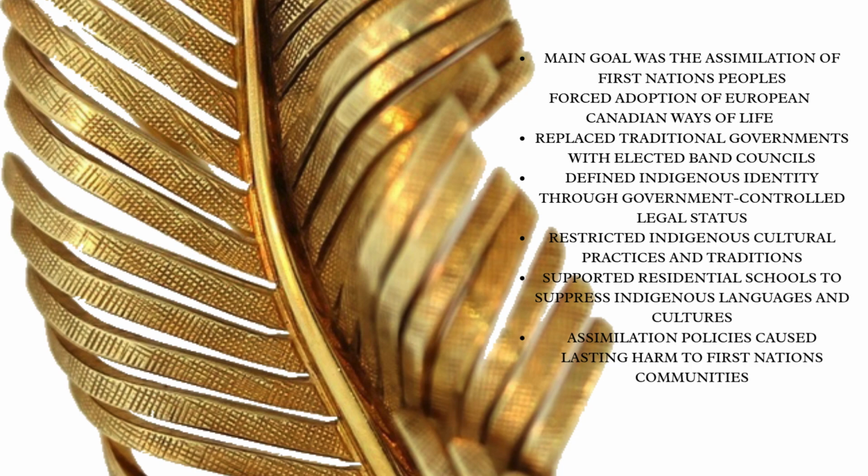The government imposed elected band councils, defined Indigenous identity through legal status, restricted cultural practices, and supported residential schools. These schools aimed to replace Indigenous languages and traditions with European Canadian ways of life. Sadly, the original goal of assimilation resulted in policies that caused significant harm to First Nations communities.